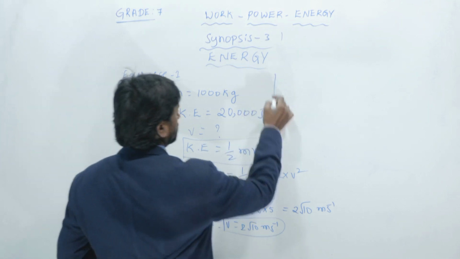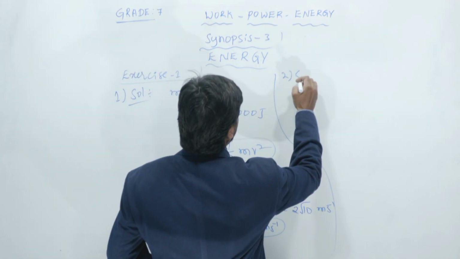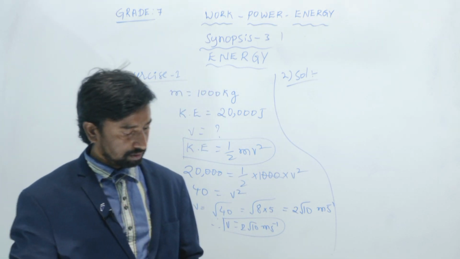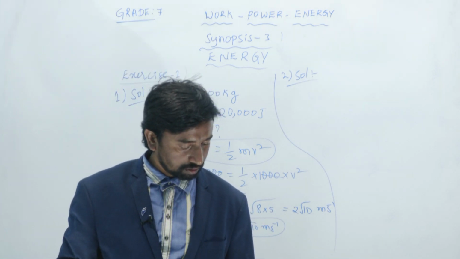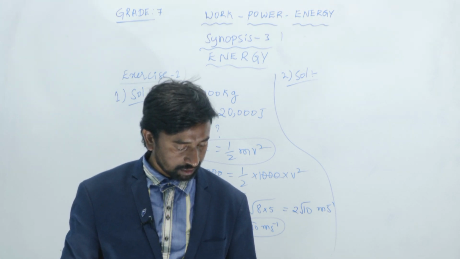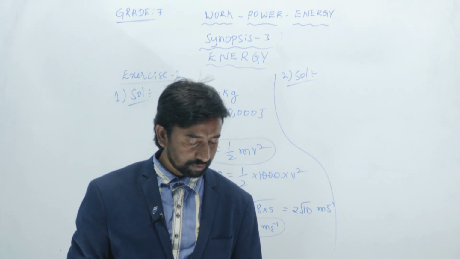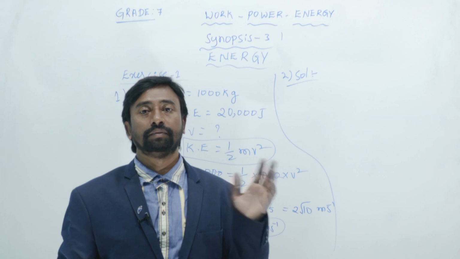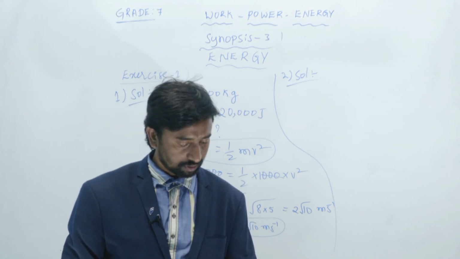So next question we'll see here, the second one. The second solution is also the same as that, and you can do it yourself. The mass of the body is 2 kg, thrown upward with initial velocity 20 meter per second. After 2 seconds, we need to find its kinetic energy. So after 2 seconds, what is the velocity of the body? We need to find that first.